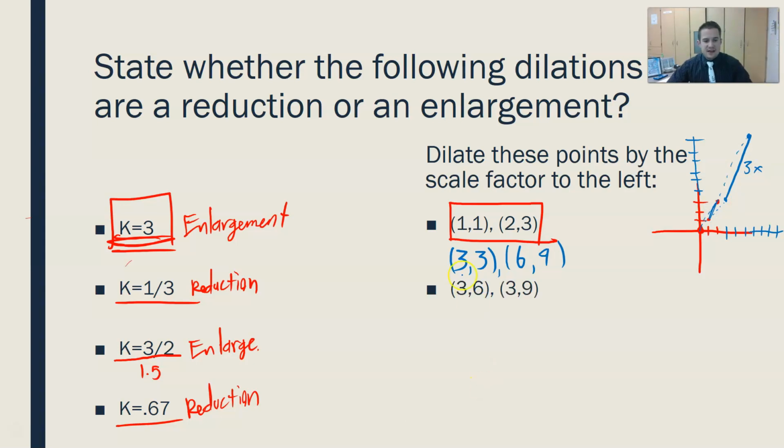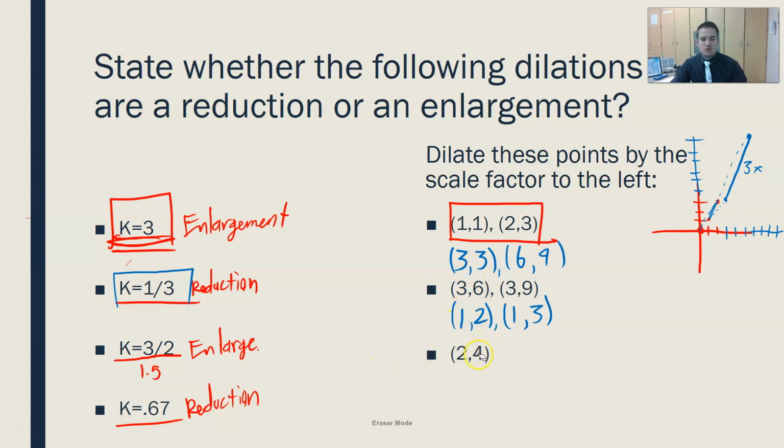So what if I had something like this, the points 3, 6, and 3, 9, and I wanted to reduce that image by a scale factor of 1/3? Well, then I would multiply all of these coordinates by 1/3, or in other words, divide by 3. So 3 times 1/3, or 3 divided by 3 is 1. 6 divided by 3 is 2. 3 divided by 3 is 1. 9 divided by 3 is 3. So the new points of my image would be 1, 2, and 1, 3. 1 in the x direction, 2 in the y direction, 1 in the x direction, 3 in the y direction.